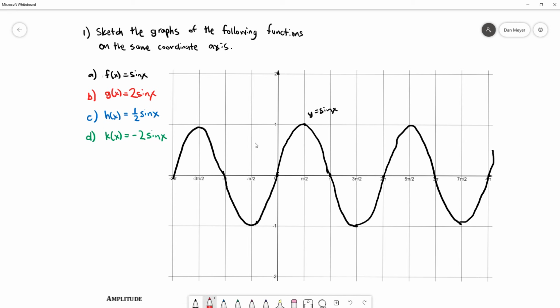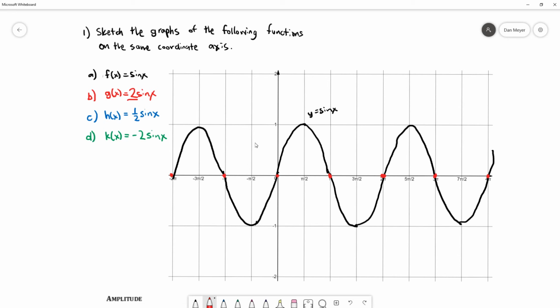When we go to graph g of x here, 2 sine of x, we're multiplying by a number bigger than 1 on the outside. That's a vertical stretch. I'm going to take these key points, my zeros and my maxes, and plot those. Those are the key points that you really want to plot. When I multiply 0 by 2, it doesn't change any of the zeros. 2 times 0 is still 0. For instance, sine of negative pi is 0, and 2 times sine of negative pi is still going to be 0.